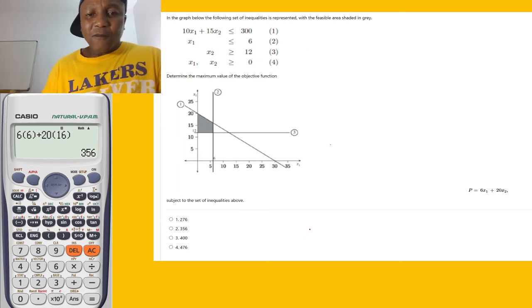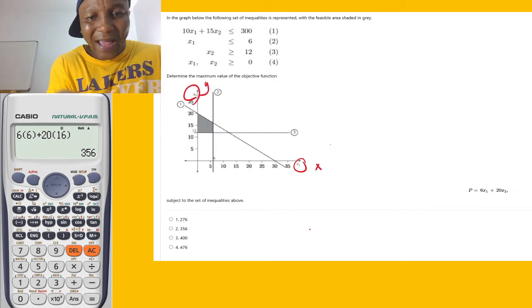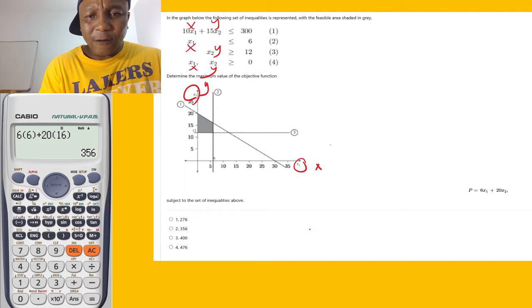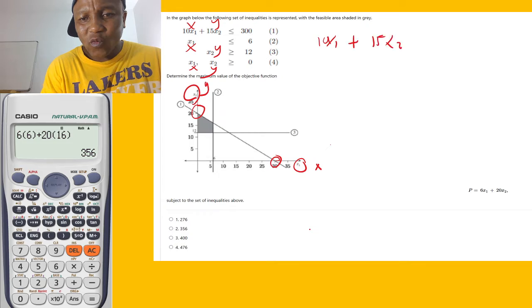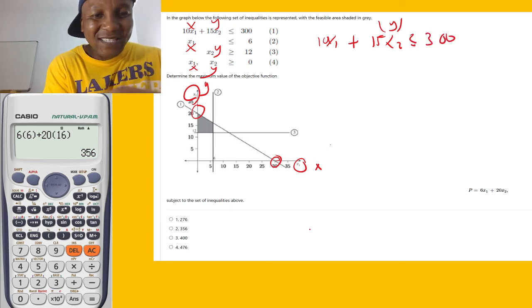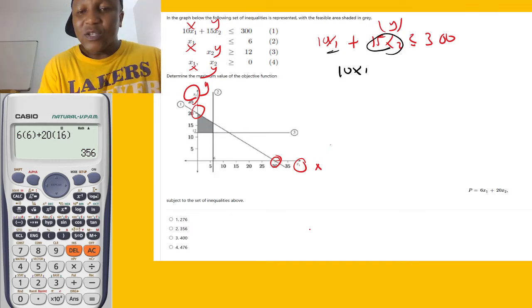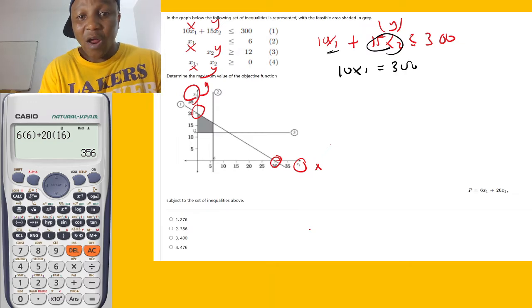Look, they say x1 and x2. So x1 means x and x2 means y. We know these are the x-intercept and the y-intercept. Let's start with the first one: 10x1 plus 15x2 equals 300. When finding the x-intercept, y equals 0, so we're going to say 10x1 equals 300.